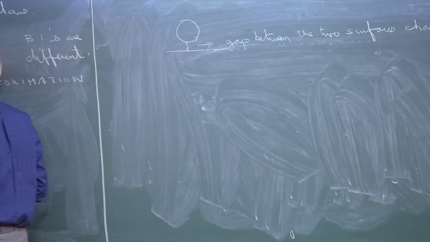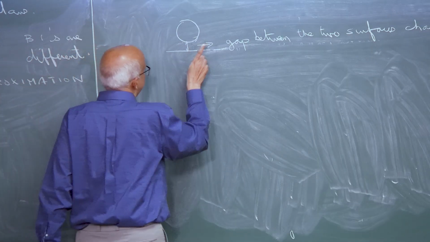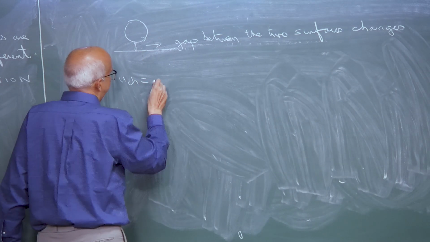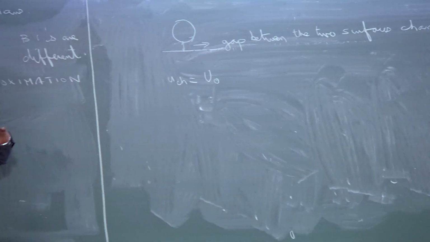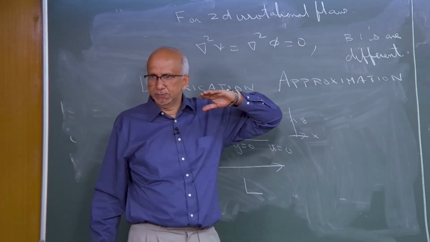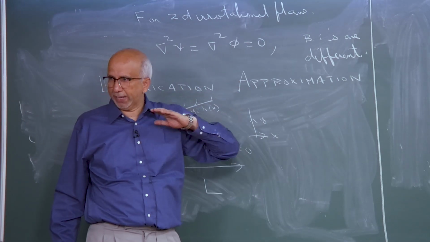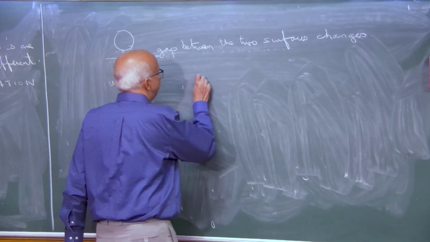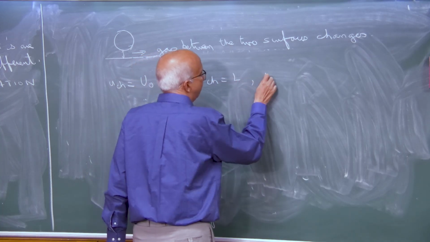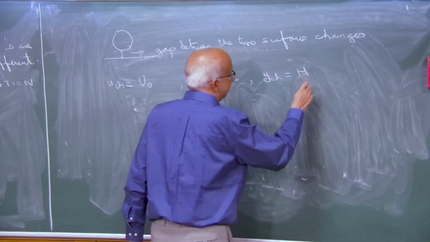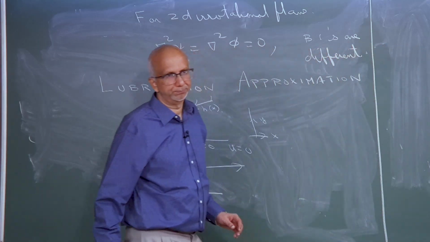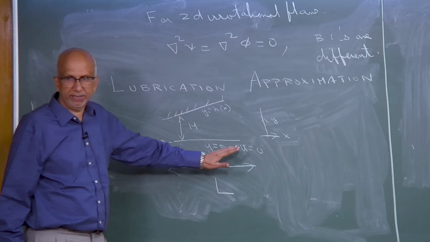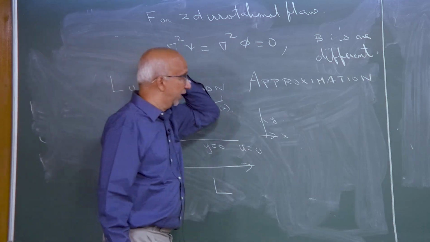So clearly now what I want to do is, let us say one of these walls is moving at a velocity u naught, u characteristic, the characteristic velocity in the x direction. So the characteristic velocity in the x direction is u characteristic. Now the x characteristic length scale is going to be L, and the y characteristic is going to be h, the gap between the two plates. So in this direction the characteristic length scale is h, in this direction it is L. Now what do I get?